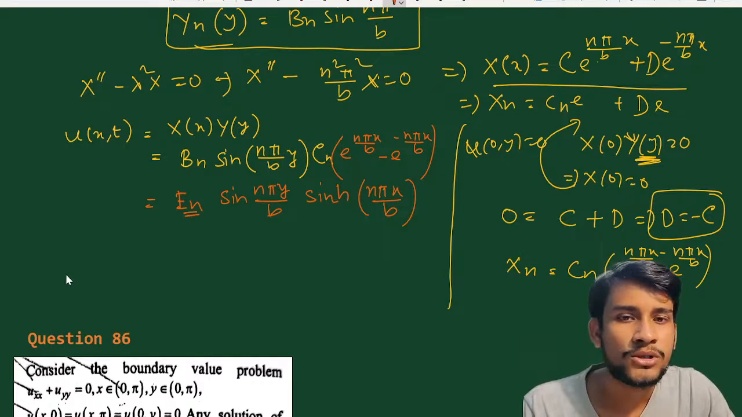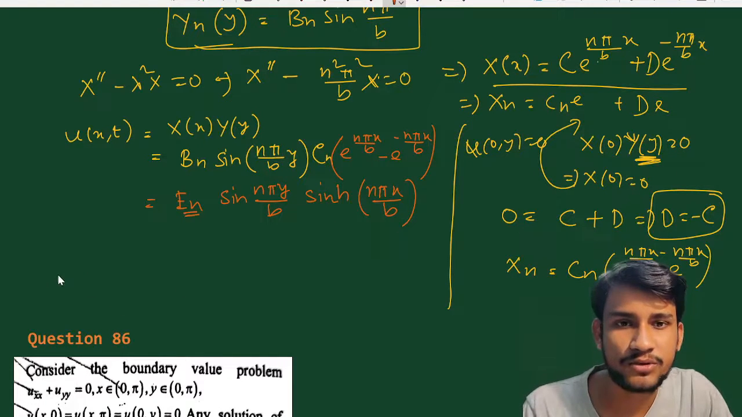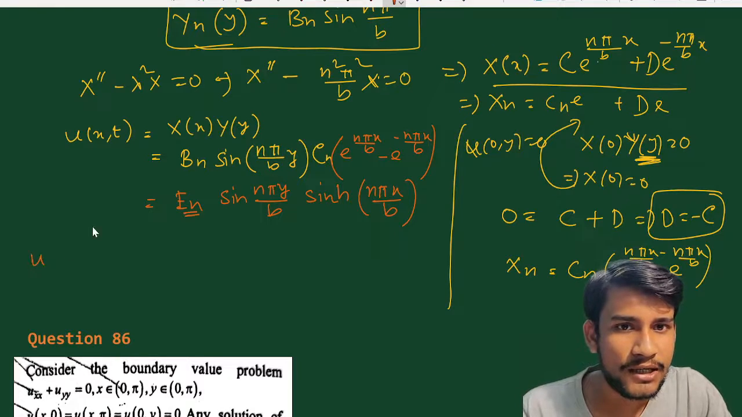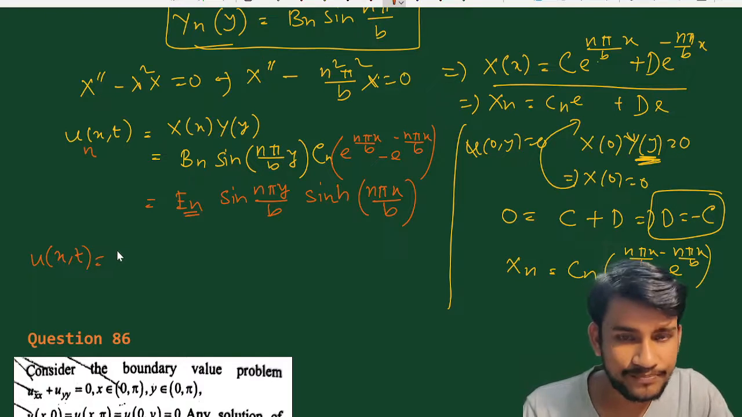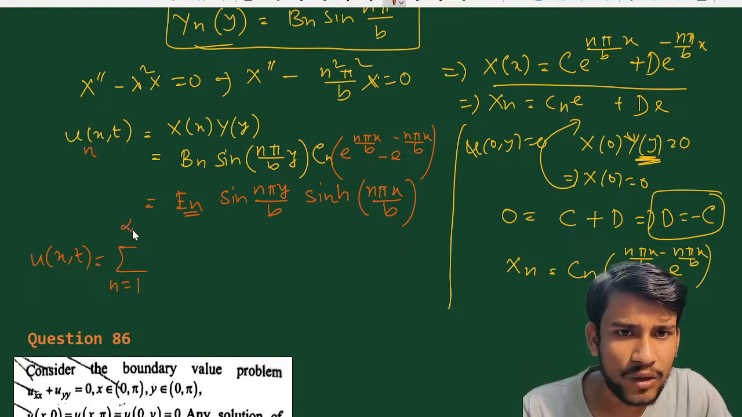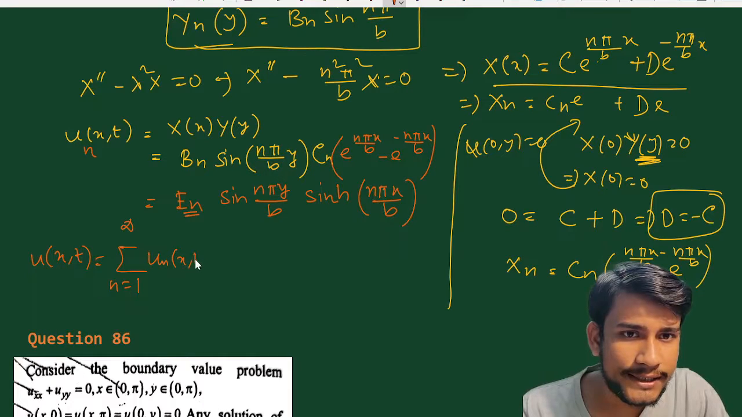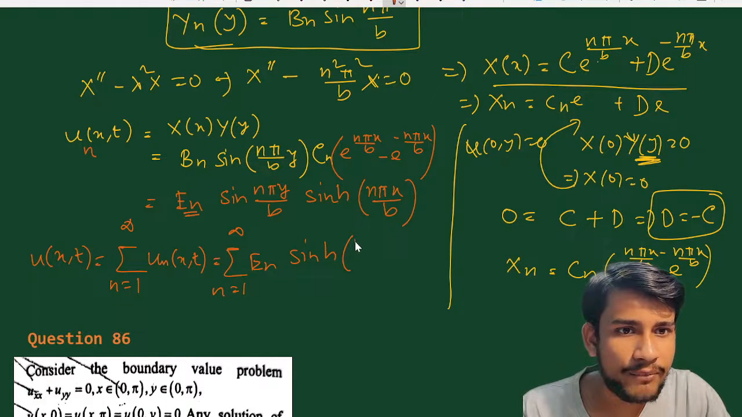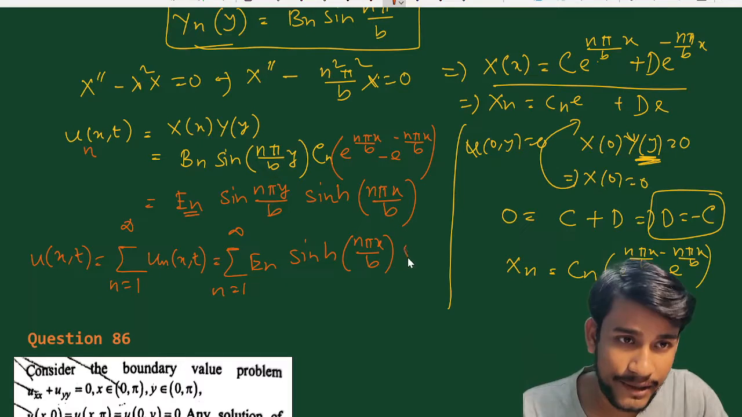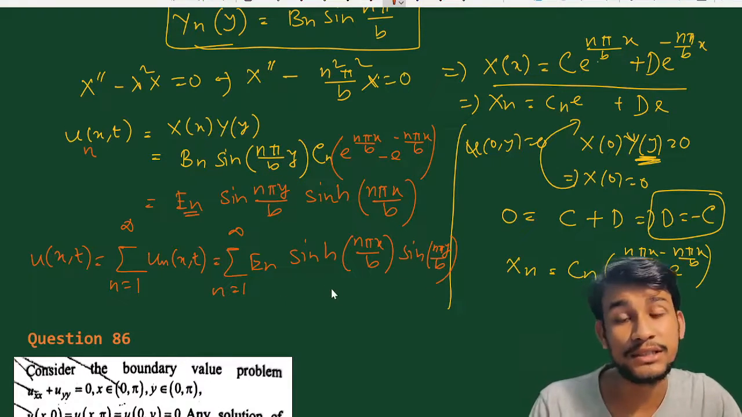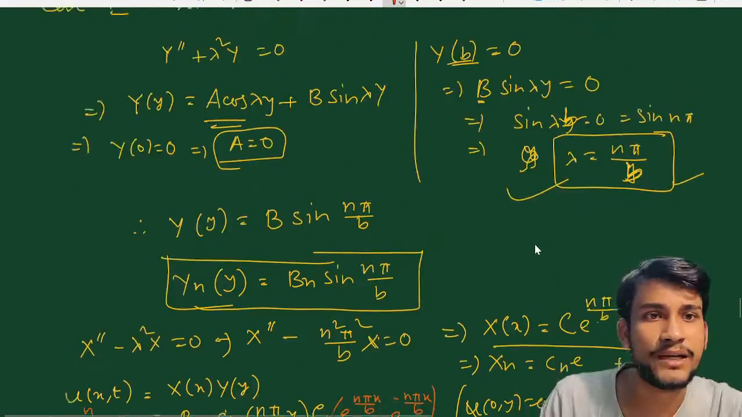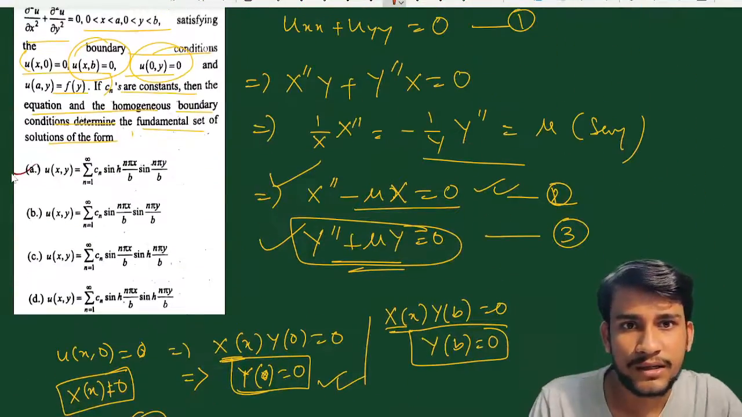Clear? So the principle of superposition is in summation form. Writing un here, u(x,t) is equal to summation n equal to 1 to infinity un(x,t). So un(x,t) means summation n equal to 1 to infinity en into sine hyperbolic n pi x by b into sine n pi y by b. Clear? So this is the answer, one sine hyperbolic term and one sine term. That means option A is correct.